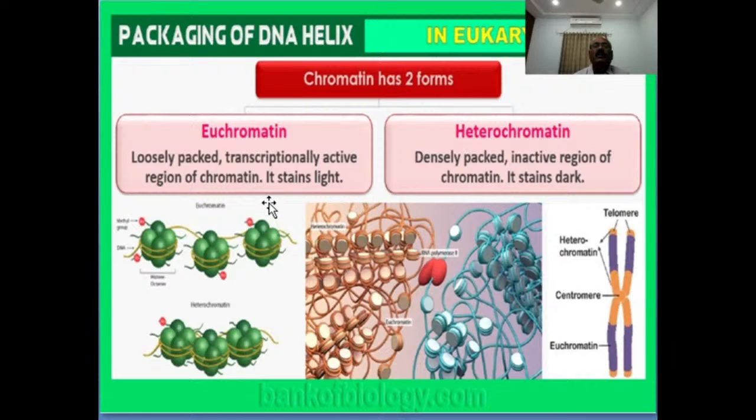Euchromatin is a loosely packed, transcriptionally active region of chromatin. It stains light. Heterochromatin is a densely packed, inactive region of chromatin. It stains dark. Very important for 2 marks: what is meant by euchromatin and what is meant by heterochromatin. Euchromatin is genetically active. Heterochromatin is genetically inactive or passive. So in a chromosome we can observe euchromatin and heterochromatin regions.